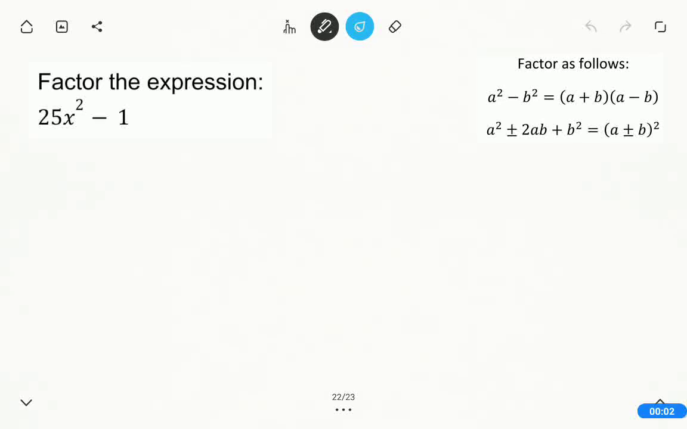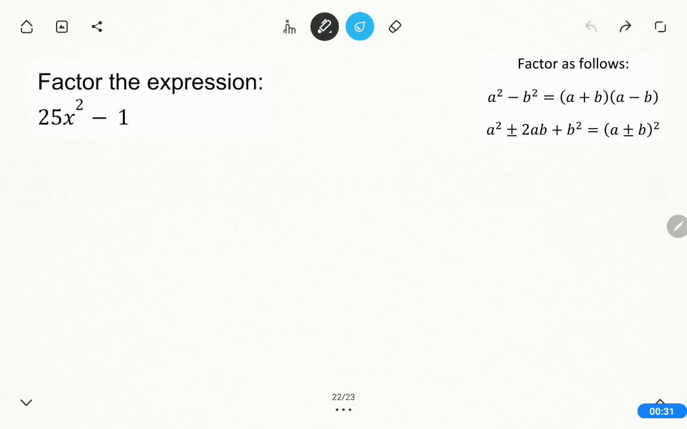Okay, in this video, we're going to be factoring the expression 25x squared minus 1. For this, we always want to start off by asking ourselves, is there a common monomial? If there is a common monomial, it needs to be factored out. Sometimes if we don't do that, it may be impossible, or it may give us just a lot more trouble in the long run. So if we look at this, there is no common monomial between the two terms. So we're just going to move on.